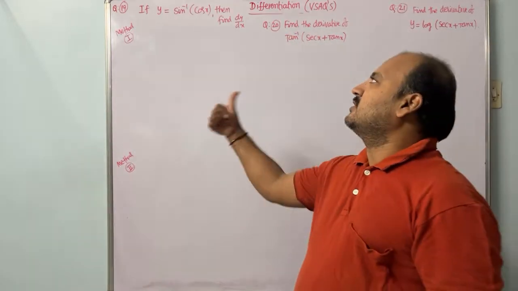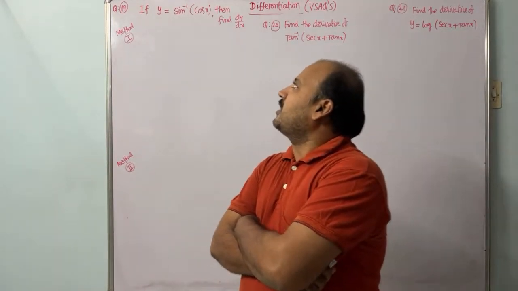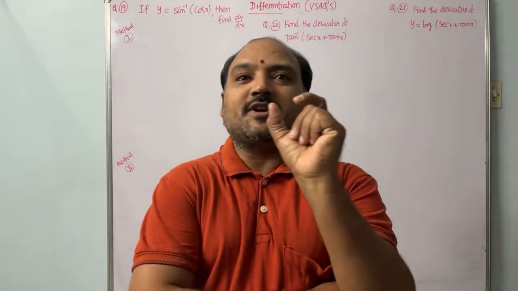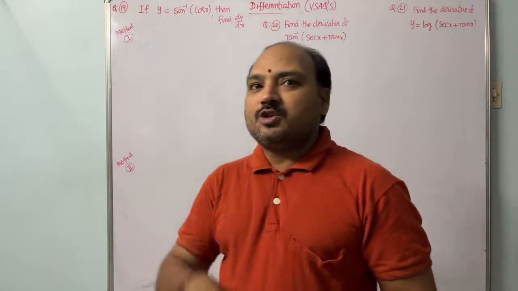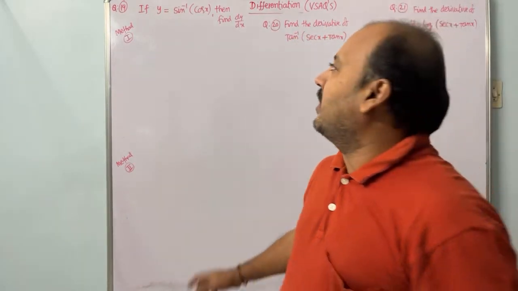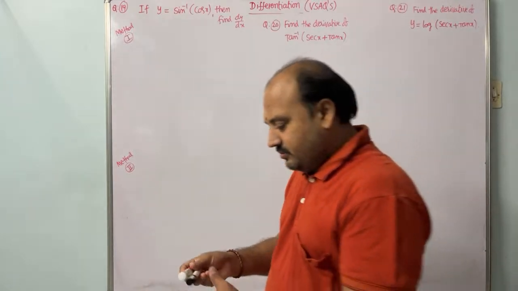Let us have a discussion. The first question is differentiation. If y equal to sine inverse of cos x, then find dy by dx. So two methods we are going to introduce, by using trigonometry and by using differentiation.